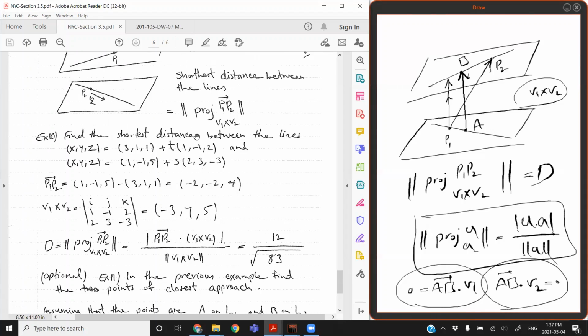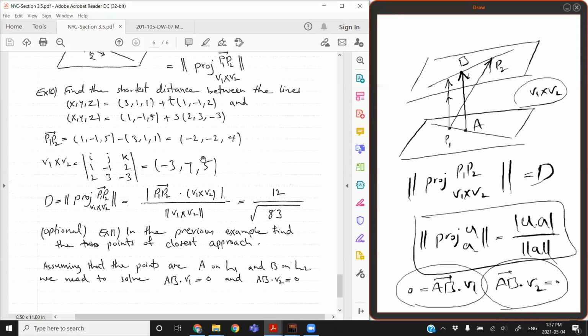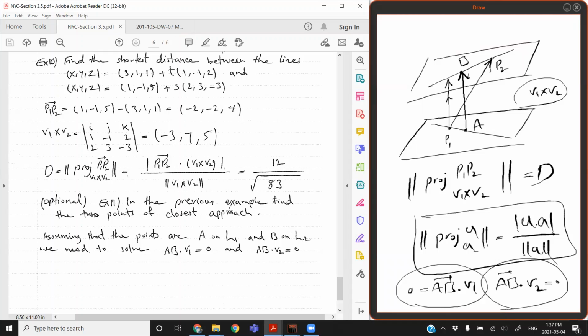But the distance between two skewed lines, that's important. So you may be asked in the test to find the distance between the two skewed lines. However, finding the 2 points of closest approach, that would be an optional thing. Any questions?